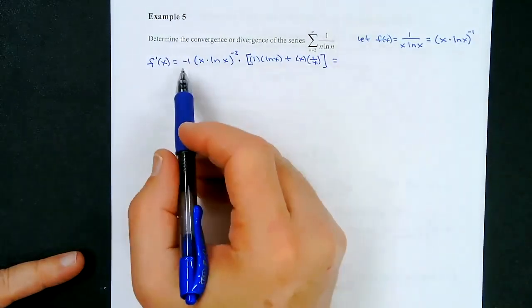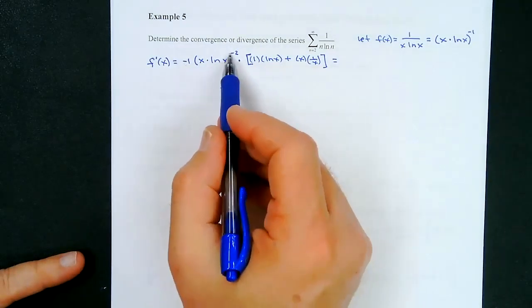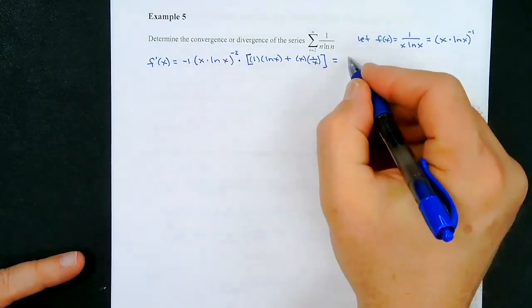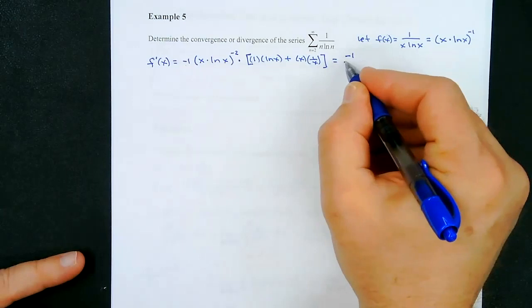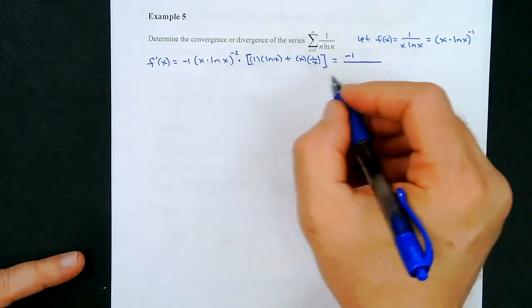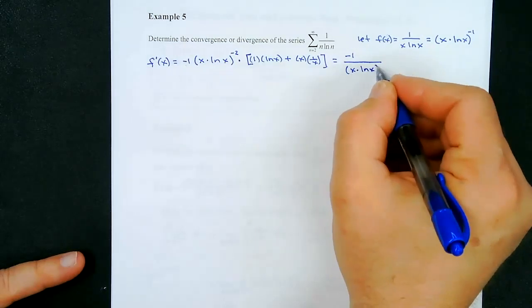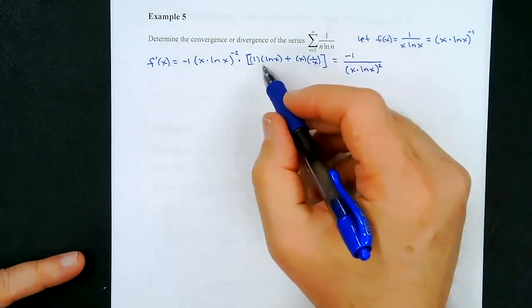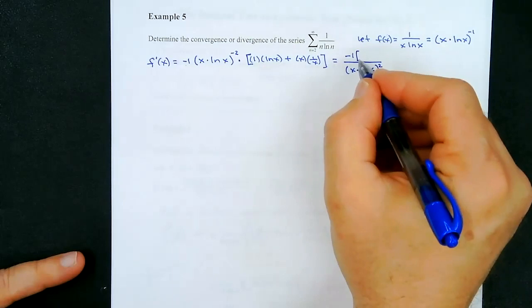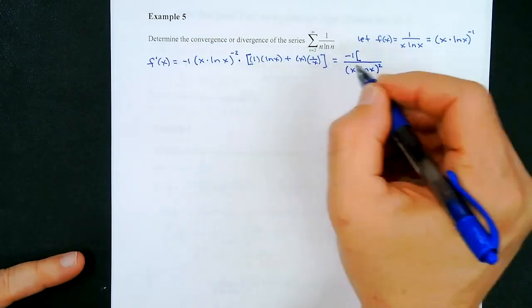Okay, so this makes negative 1. This is going to get switched to the bottom. So I have negative 1 over, and this bottom would be x times ln of x raised to the second power. And then this top, I'd have up here in the top, natural log of x plus 1.